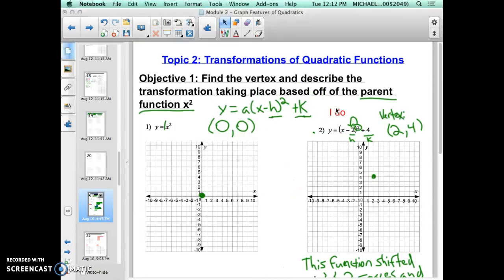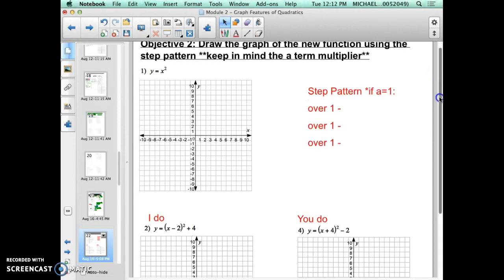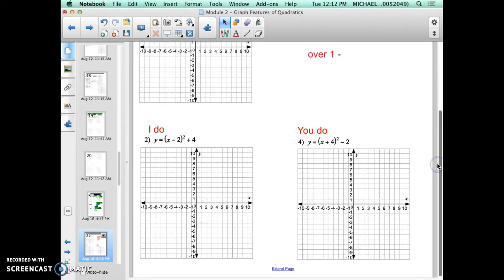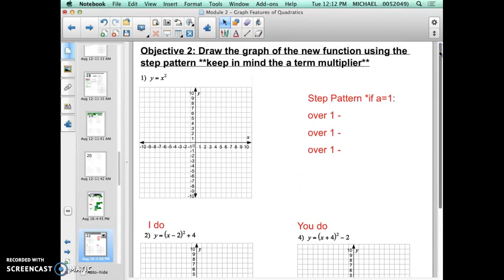Now let's move on to Objective 2. In Objective 2, we're given the same 3 functions, and we're going to practice this a little bit further in depth. Objective 2 says to draw the graph of the new function using the step pattern, and keep in mind the A term multiplier, and I'll talk a little bit about what that is.